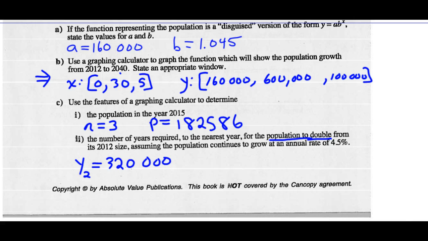So y2 is 320,000. The year then should be 16 years from 2012. So x was 16. The year then should be 2012 plus 16. So 2028. All right.